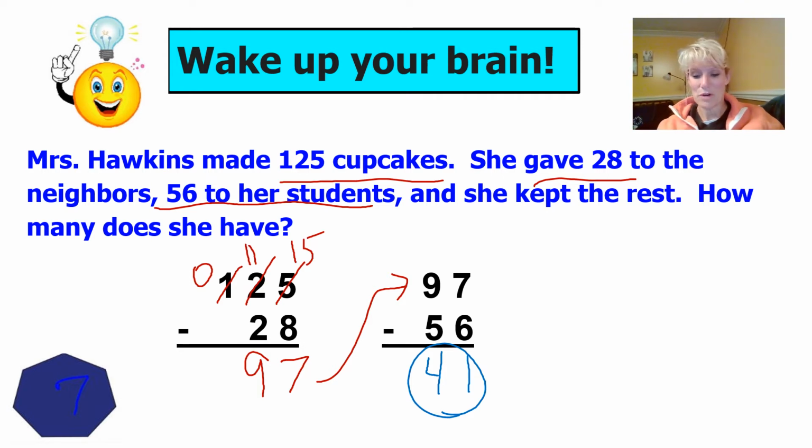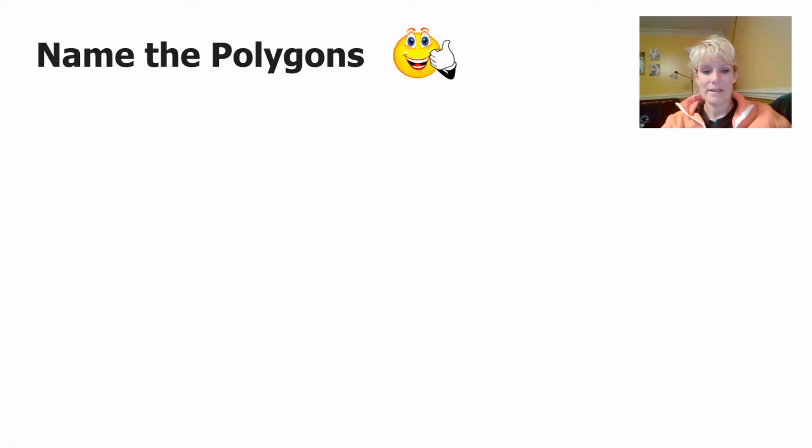I hope you had 41 also. Now, let me just tell you, you could have taken the 28 and added the 56 together and then subtracted that from 125. Either way works, you're going to get 41 cupcakes. Okay? All right, now name the polygons.